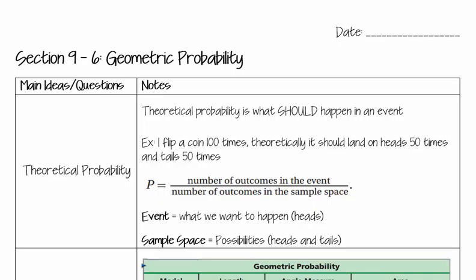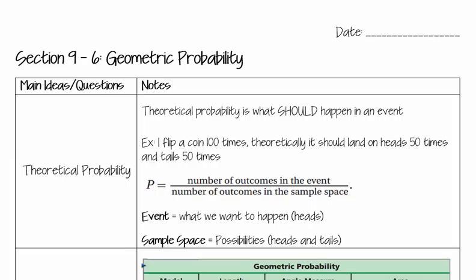In our last set of notes, we're going to talk about geometric probability. So you need to remember that theoretical probability is what should happen in an event. Like if I flip a coin 100 times, theoretically it should land on heads 50 times and on tails 50 times. Chances are that's not going to happen, and that's called experimental probability, but in this we're only dealing with geometric. So theoretical probability has an equation, and what we're going to do is basically divide some stuff.